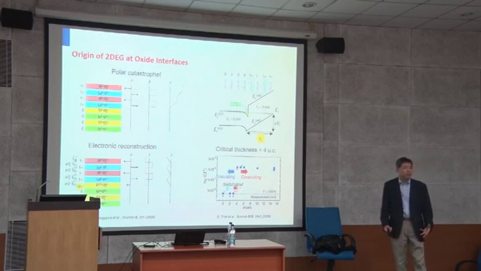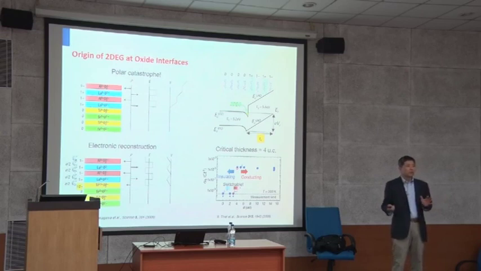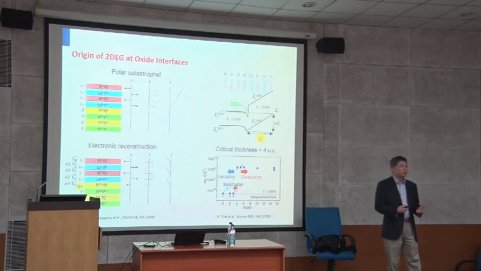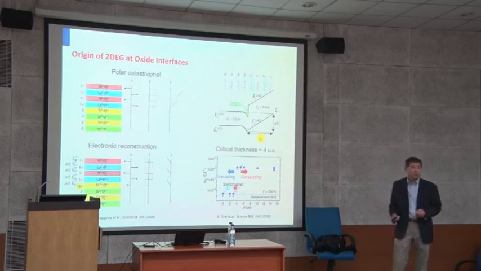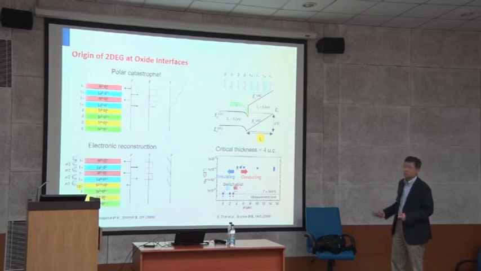Okay, so that is the fundamental mechanism for this, but some other groups propose a different mechanism, a more extrinsic one, like oxygen vacancies created at the interface playing a role. Some people propose that interdiffusion is another extrinsic term. But in general, this is the well accepted mechanism for the 2D electron gas. Okay, so that is something very interesting.